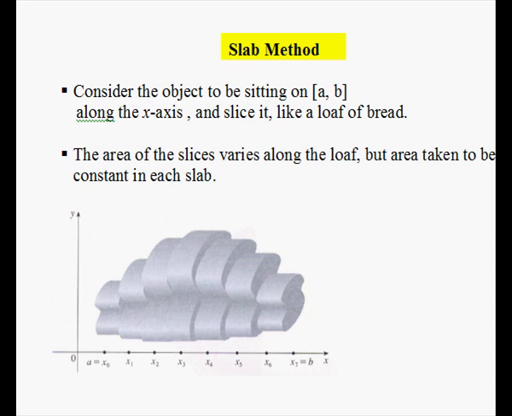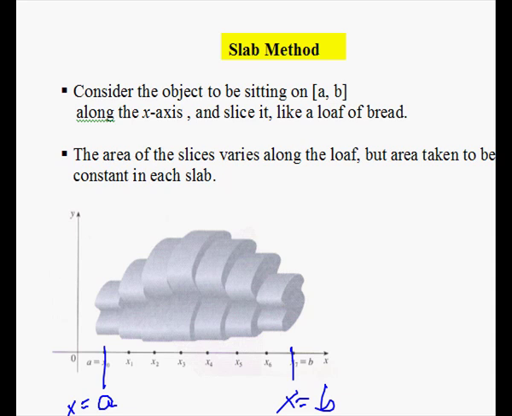Here's the idea. It's like the object you want to compute the volume of. Think of it as a loaf, an irregular loaf of bread, and you flop it down on the x-axis. So it's sitting here. It sits here on the x-axis between x equals a and x equals b. Okay, so there's your loaf of bread flopped down on the x-axis. You plop it down there, and then you slice it up.